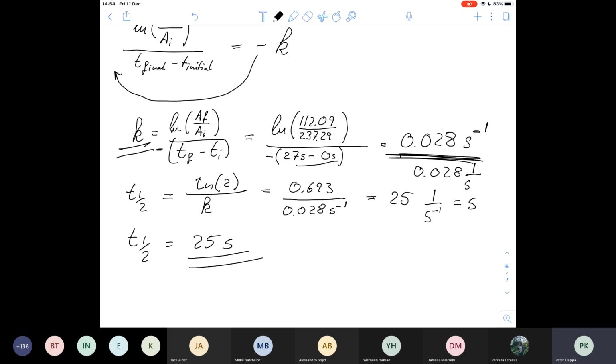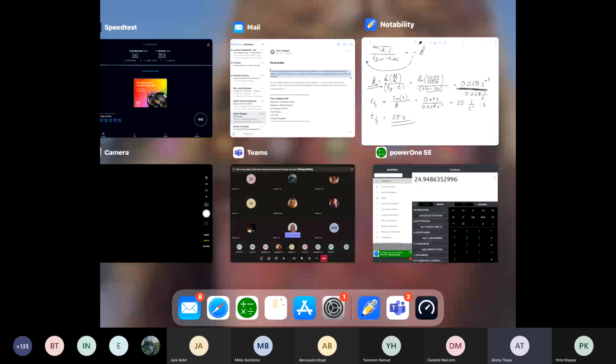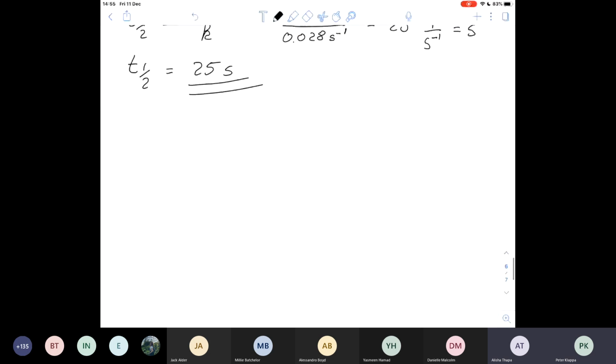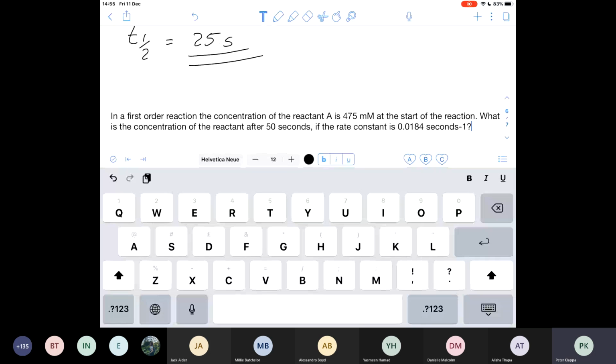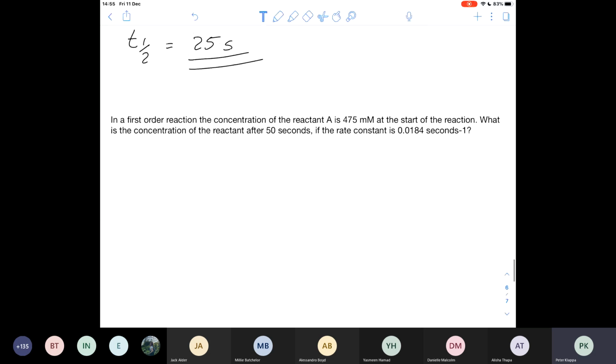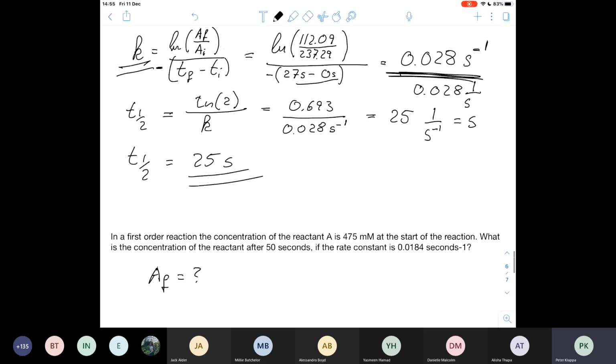Now, I have set up exercises for you on the practice calculation website, where you can practice calculating rate constants and half-lives. And there's also another type of question. Here is another set of questions where you have a first order reaction, the concentration of the reactant at the start, and you need to find out what is the final concentration. There is a YouTube tutorial on how you do that.